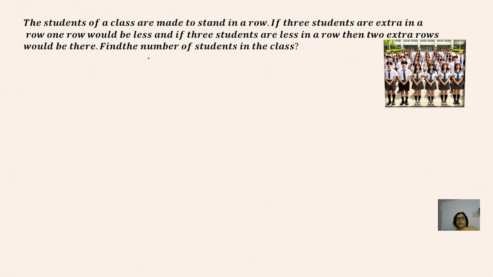Next question is, the students of a class are made to stand in a row. If 3 students are extra in a row, 1 row would be less. And if 3 students are less in a row, then 2 extra rows would be there. Find the number of students in the class.